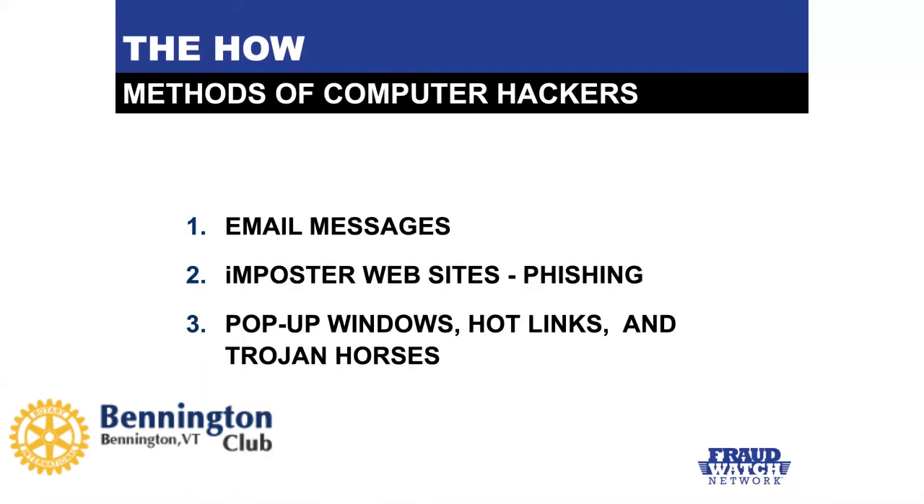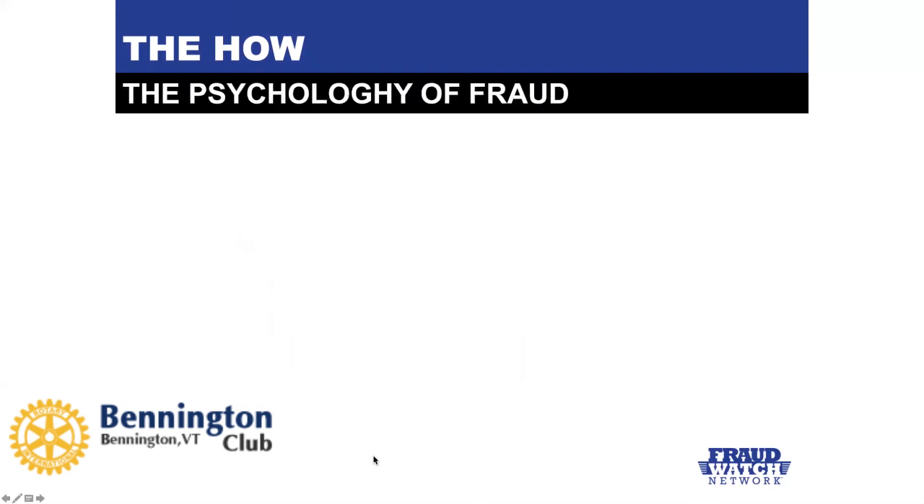On the computer, there are three basic ways that con artists operate. One is by email message, and we'll look at a couple of those. Imposter websites, where they create a website that looks very realistic, only it's designed to feed your information to them, and then hot links or Trojan horses or pop-up windows.